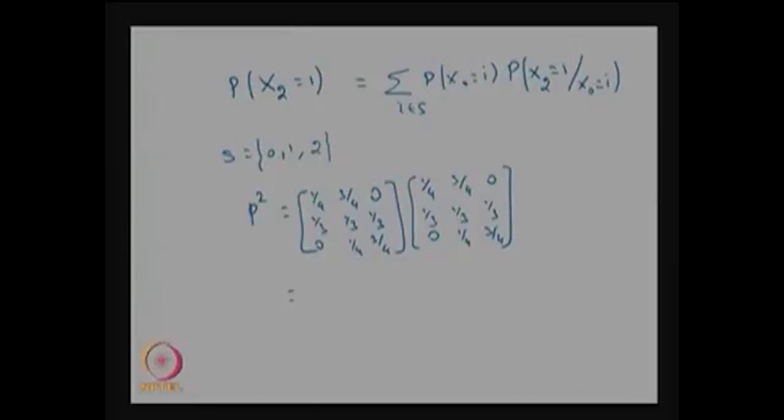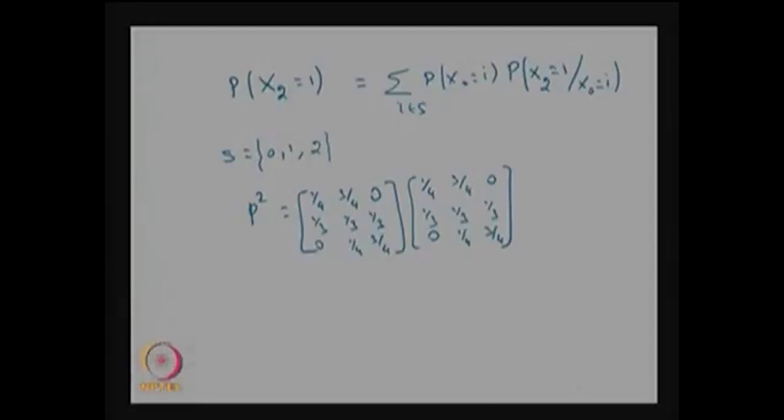From P squared you pick out the elements for all possible I, then multiply each with the corresponding initial probability of X_0 equal to I, and that will give the probability of X_2 equal to 1. I am not doing the simplification here. Once you know P squared, you can find the probability of X_2 equal to 1. Similarly, one can compute other conditional probabilities also.